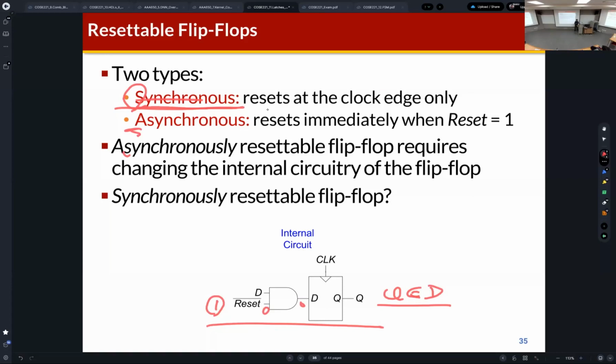I explained that A represents not, right? So asynchronous means that the reset is not determined by the clock signal, which means reset is immediately reflected to Q. This is the asynchronous reset. So there are two types of reset: synchronous reset and asynchronous reset. Synchronous reset means that the behavior is determined at the rising edge of the clock. Asynchronous is just not synchronous.